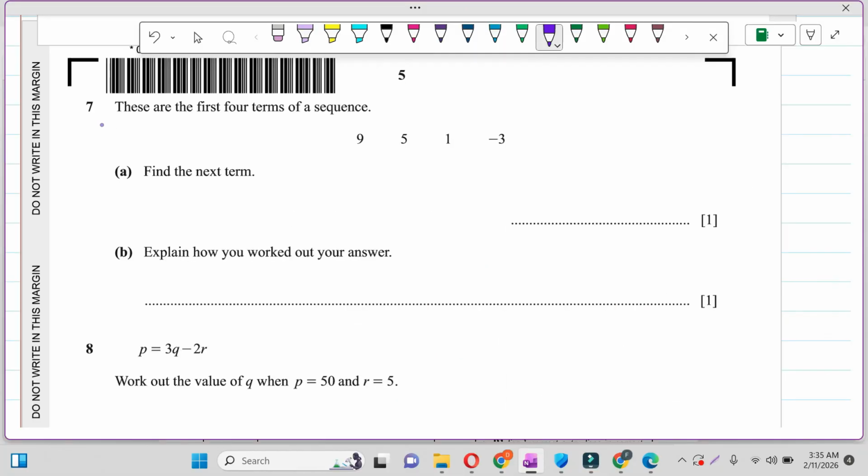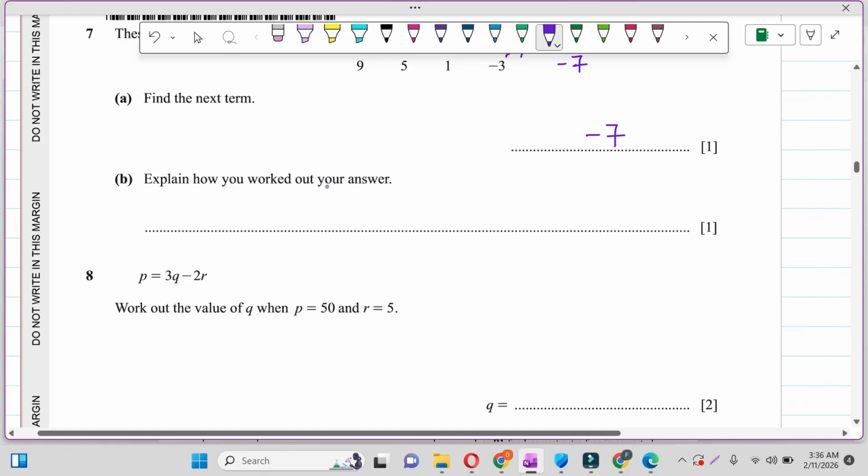Question number 7. These are the first 4 terms of the sequence. Find the next term. The sequence is 9, then 5, then 1, then -3. We need to find the difference. 9 minus 4, we will get 5. When we subtract the 4 from the 5, we get 1. And when we subtract the 4 from 1, we get -3. So the next term will be taken by subtracting 4 from the -3. So it will be -7, because -3 minus 4 is -7.